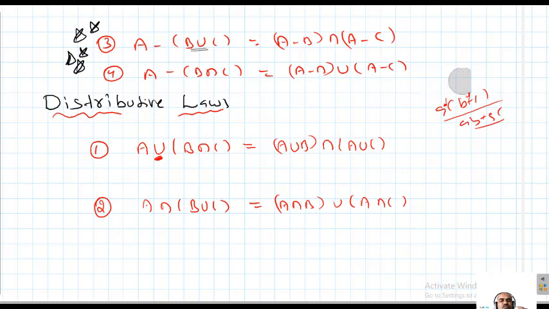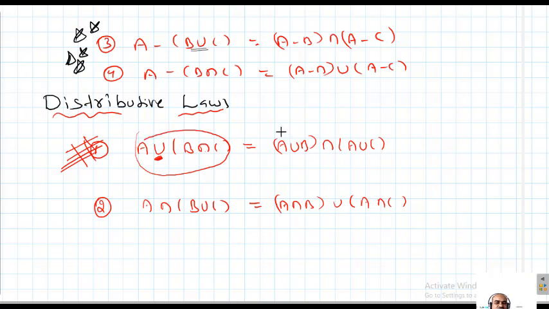Now I want to prove these distributive laws. How can you prove distributive laws? By using Venn diagram. That is important. Generally an element-wise proof is there, but I don't want to use the element-wise proof. So we need the concept of statements. That's why I am using Venn diagrams to prove these things. How to prove this distributive law? We need to show that the area of this set equals the area of this set by using Venn diagrams. Okay, I will show you. Listen.